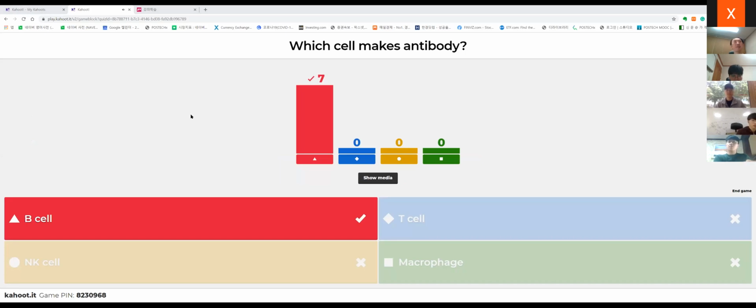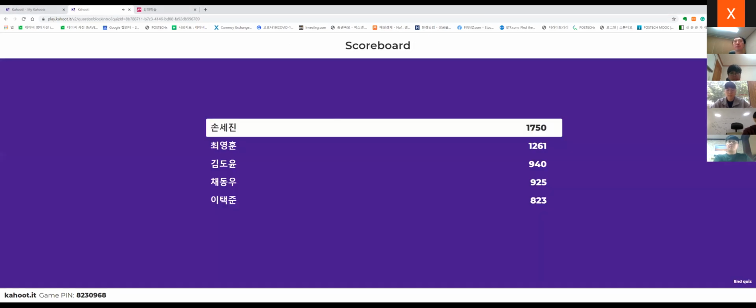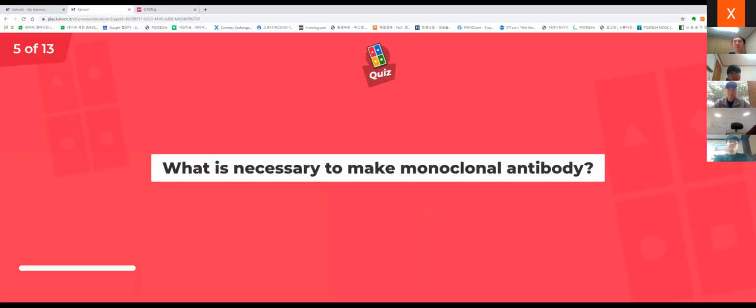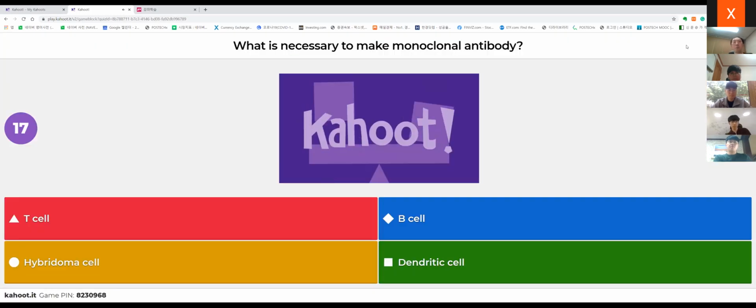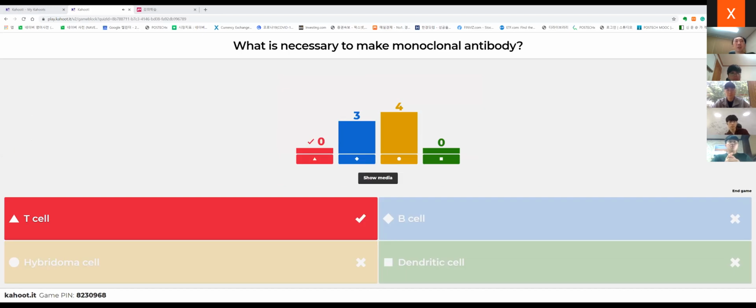Okay, at least antibody is made by B cells. Okay. Oops, the answer is wrong. The answer is a hybridoma cell.